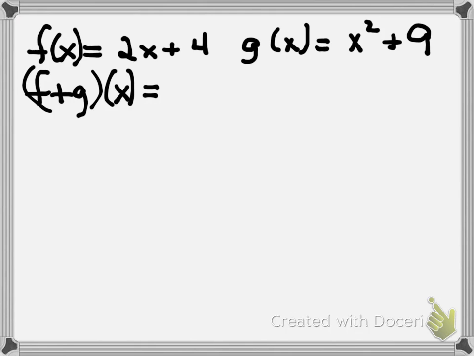So if I'm adding these two together, I get x squared from the g of x. I'm getting 2x from the f of x, and then 4 plus 9 is 13.